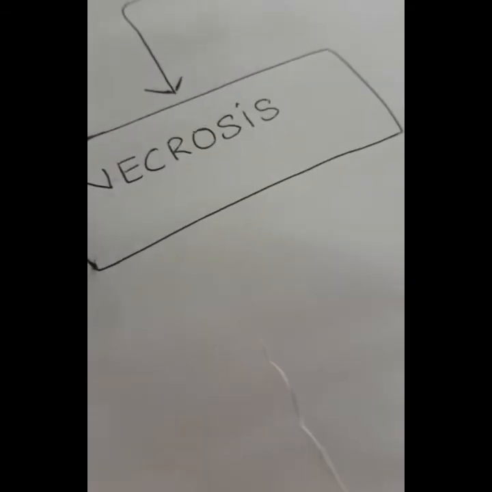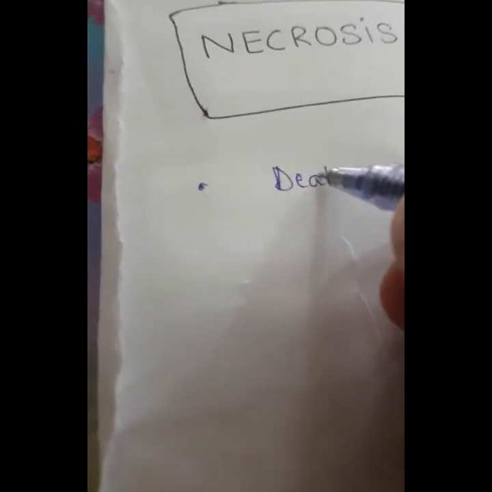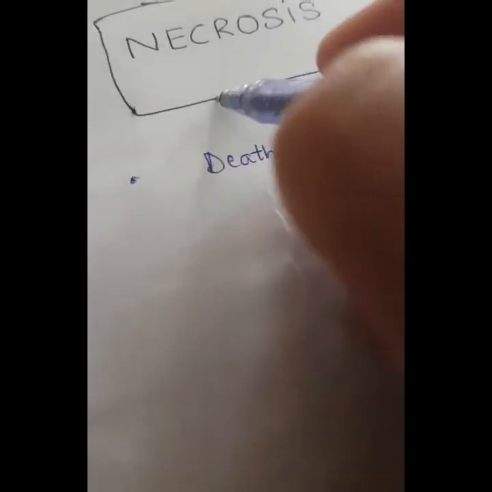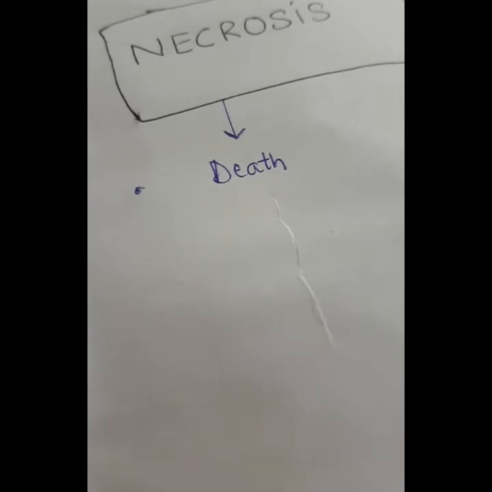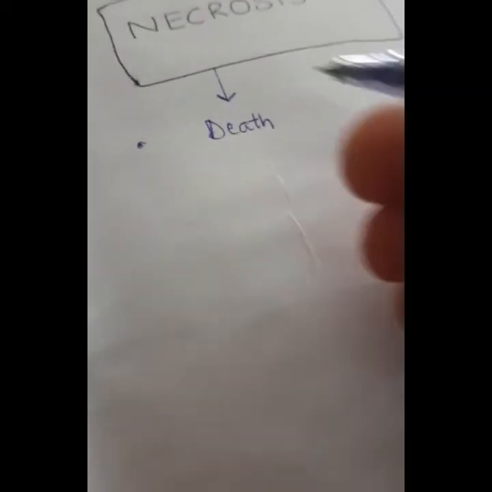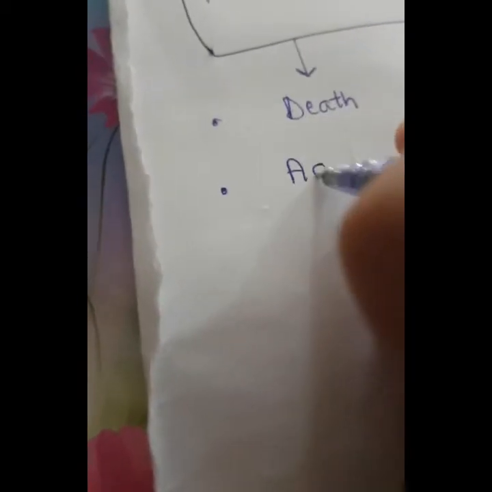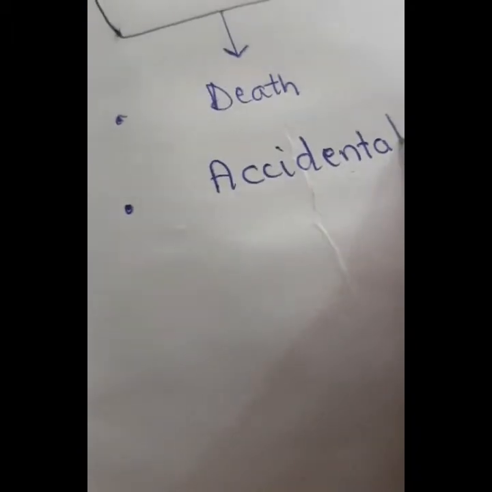So cell death occurs in two ways, and as I wrote over here, one is necrosis and the other one is apoptosis. First we will talk about necrosis. Necrosis is derived from a Greek word, and the word necrosis means death, right? And let's come to how this death occurs. It is an accidental cell death.